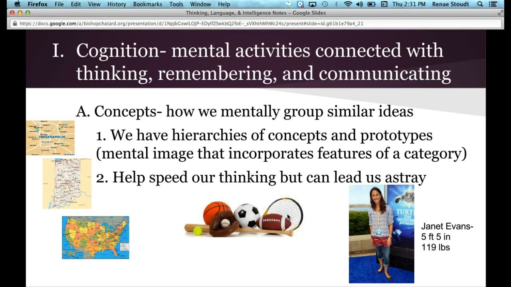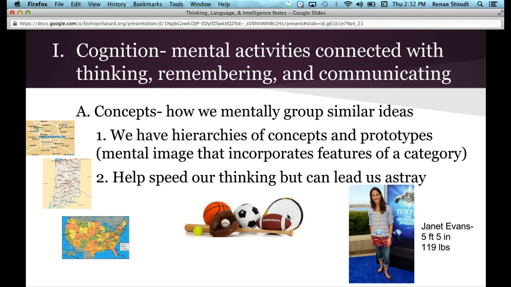She had a different style of swimming than compared to other people, but it was obviously very successful for her. Okay, so the point is that concepts can sometimes lead us astray. Sometimes, your prototype in your head of what a swimmer looks like or what a basketball player looks like, for example, doesn't fit with all of the examples out there.